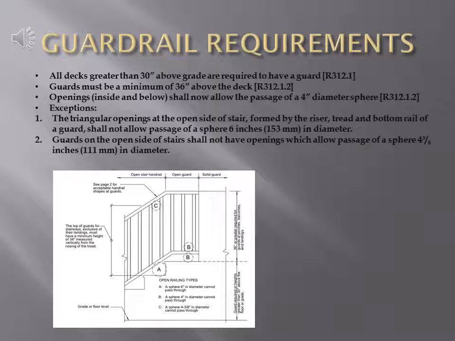One, a triangular opening at the open side of the stair formed by the riser, tread, and bottom rail of a guard shall not allow the passage of a sphere 6 inches in diameter. Two, guards on the open side of stairs shall not have openings which allow the passage of a sphere of 4 3/8 inches in diameter.